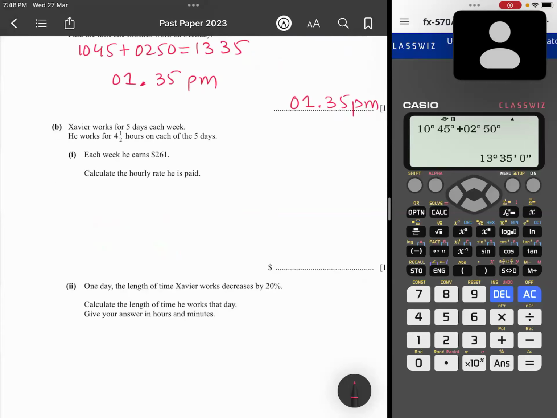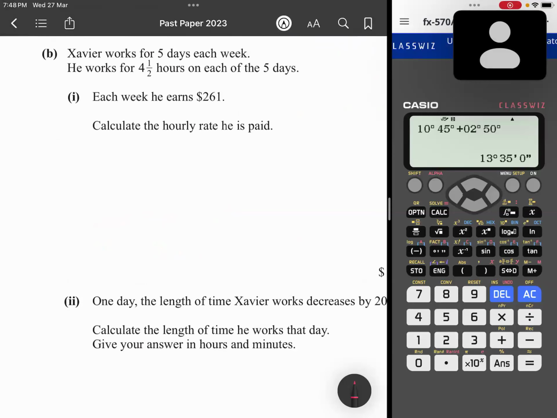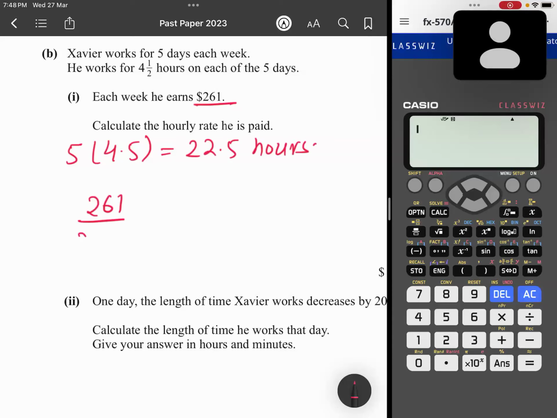Xavier works for 5 days each week and he works for 4.5 hours on each of the 5 days. Each week he earns $261. Calculate the hourly rate he is paid. So he's working 5 days a week for 4.5 hours. So let's check how many hours. 45 divided by 2 is 22.5. Yes, sir, 22.5 hours. Okay, he's earning 261. So 1 hour would be 261 divided by 22.5. So tell me please.